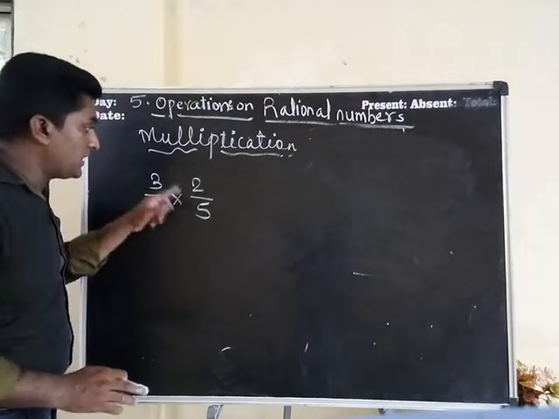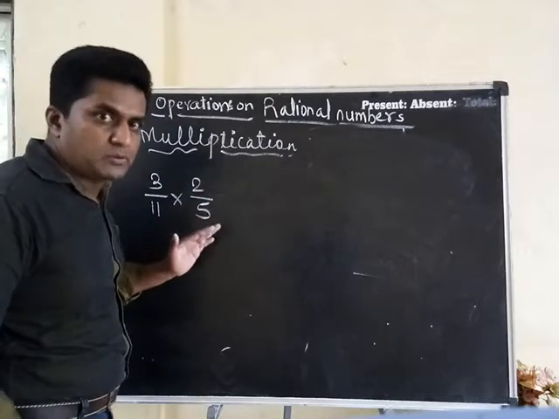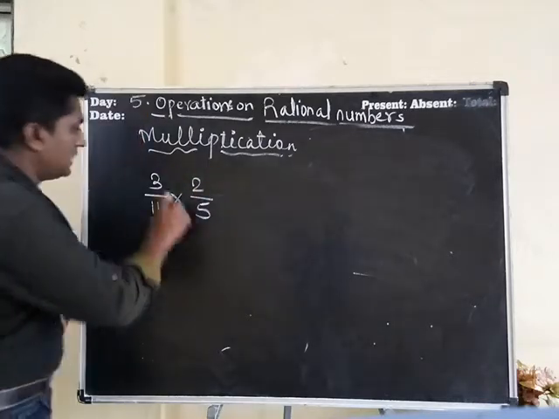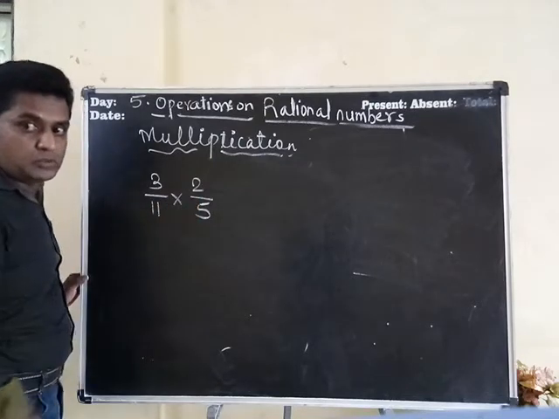Don't do cross multiplication here. Here we are not supposed to do cross multiplication, because here what is there? Multiplication. So don't do cross multiplication.